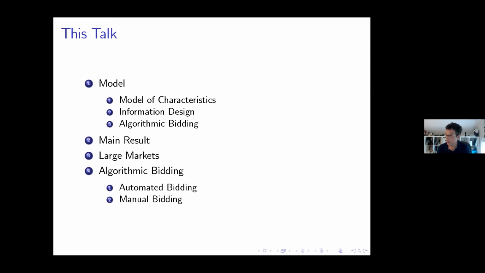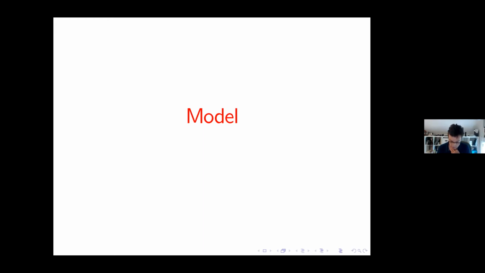Okay, so I'll give you the model. I will spend a little bit of time on that, though. I'll then present you the main result. I will have some results for large markets, as we think of those as the conditions prevailing in the internet, namely at least a large number of potential bidders being interested for any particular viewer. And then I will have some results on algorithmic bidding and implementation of the information structure. And of course, feel free to interrupt me. Now is a good moment, or after I present you the model is another good moment.